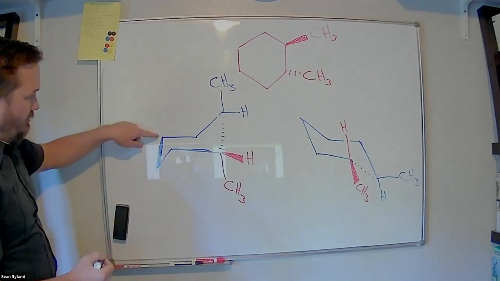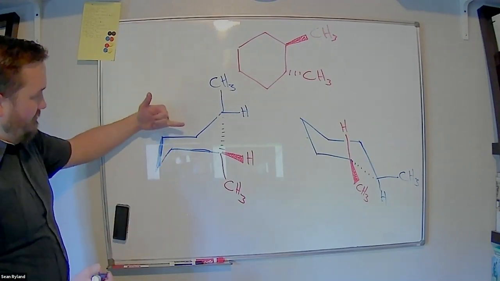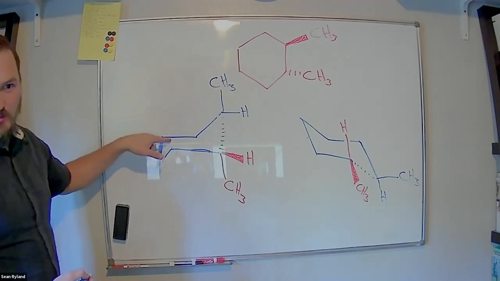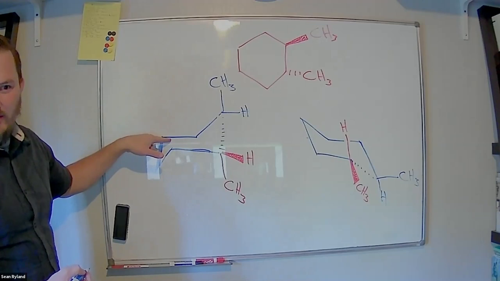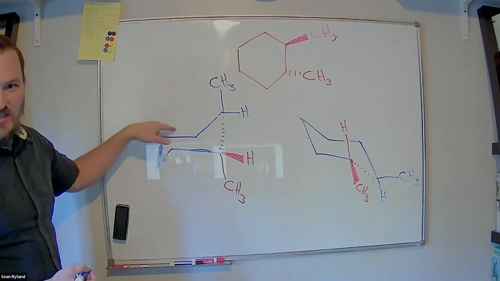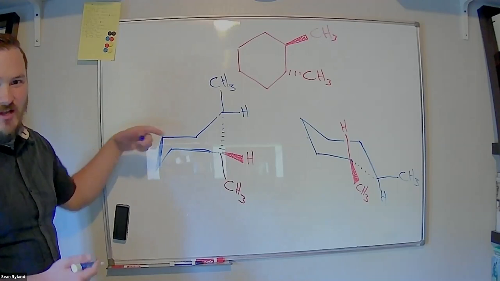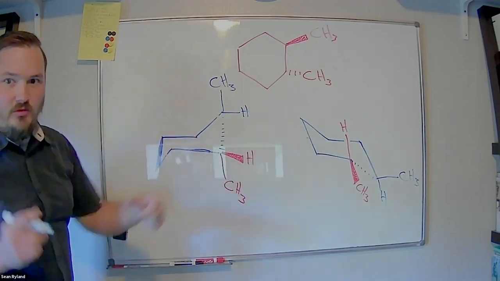If this bond's coming towards us, there are two possibilities. It could be flat or it could be going away from us, right? But if it's going away from us, that's not going to be completing the ring, right? If this other carbon-carbon bond was going away from us, how do you get a ring without it coming back towards itself?